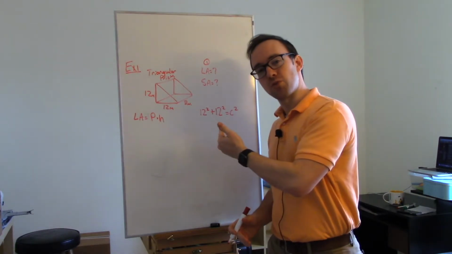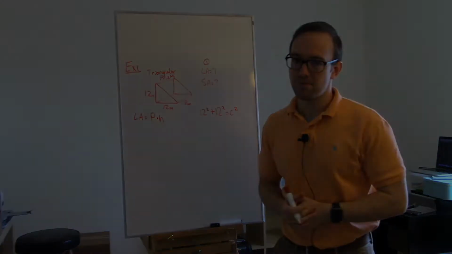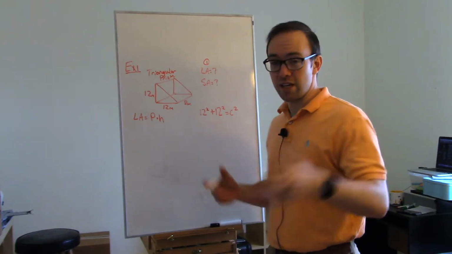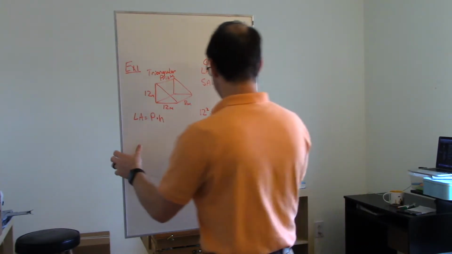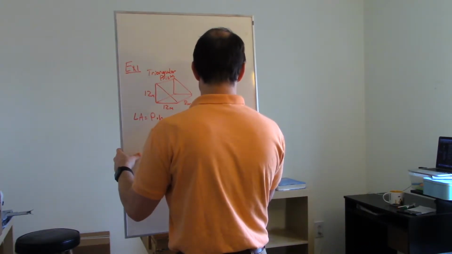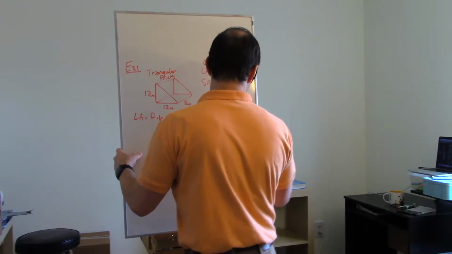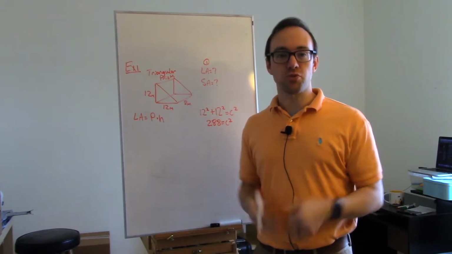12 squared plus 12 squared equals c squared. 12 squared plus 12 squared is 288. And then we'll square root both sides.